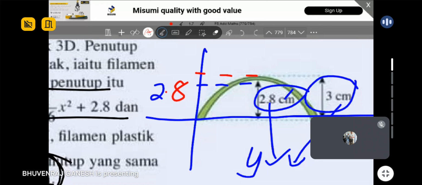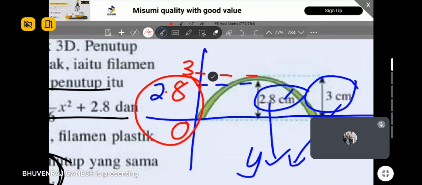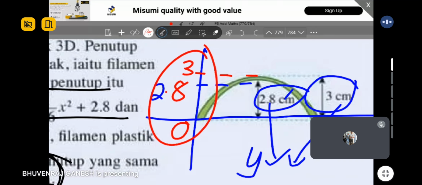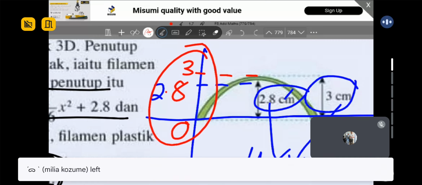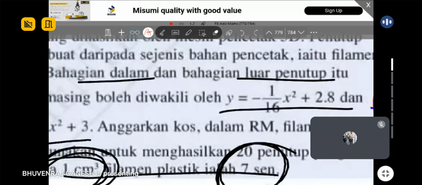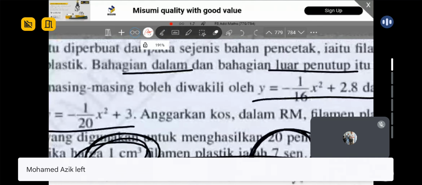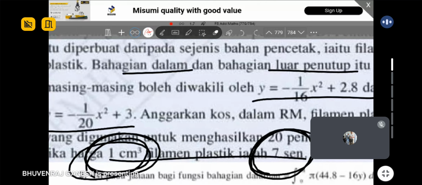Okay guys, are you all clear? So these are your two values. So you just integrate towards the y-axis. So the limit is 0 until 2.8 for the dalaman inside, 0 to 3 for luaran outside. Boleh faham? So this is the concept. Equation, you just follow the equation given. Ini adalah persamaan yang diberi. Alright? So you just integrate guna persamaan ni.